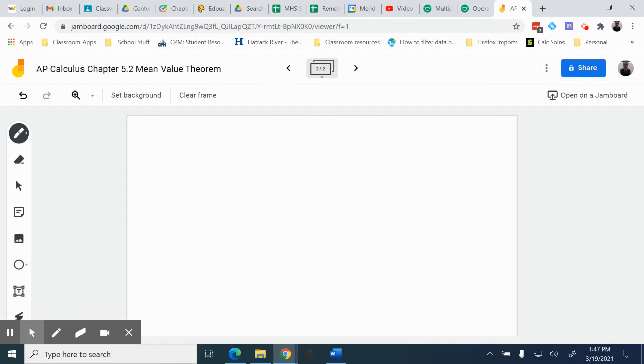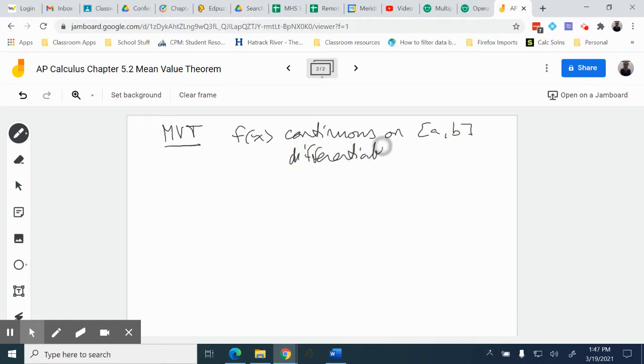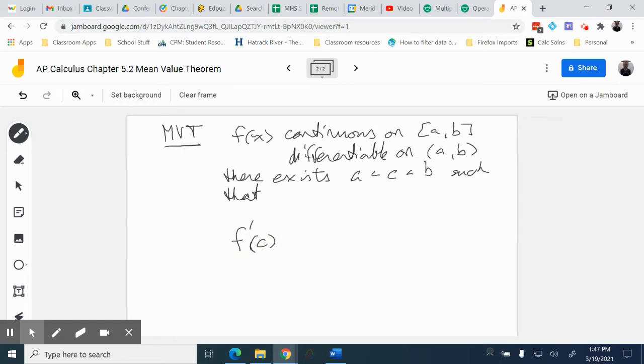So let's go ahead and write this down. The mean value theorem is defined as follows. For f of x continuous on the closed interval a b and differentiable on the open interval a b, there exists some value of c, which is in the interval a b, such that the instantaneous rate of change of the function at that point c is equal to the average rate of change of the function between b and a.